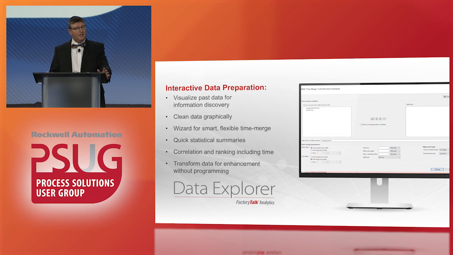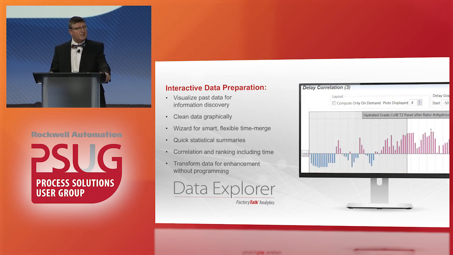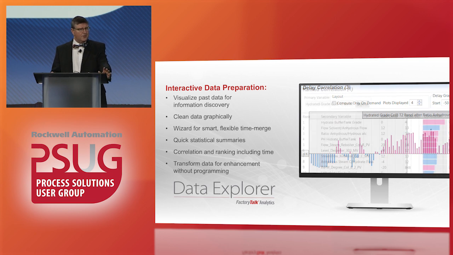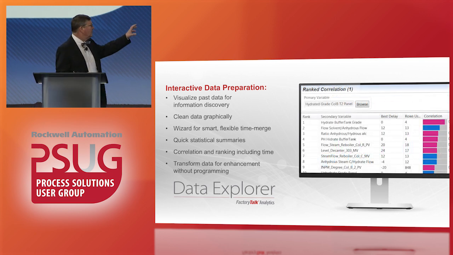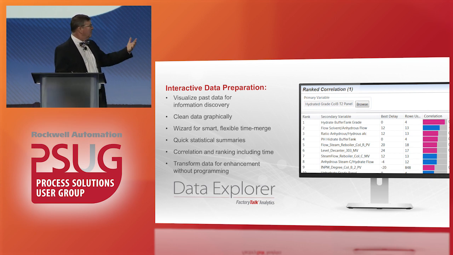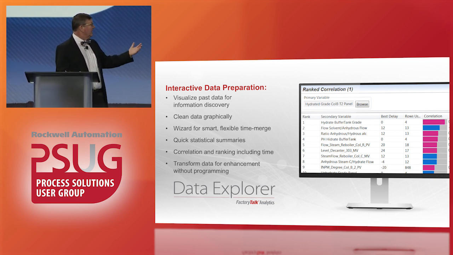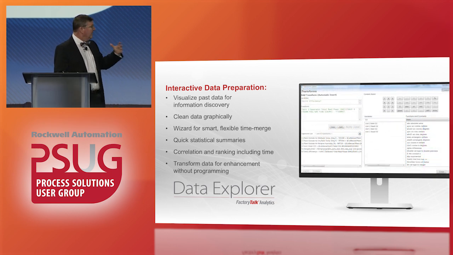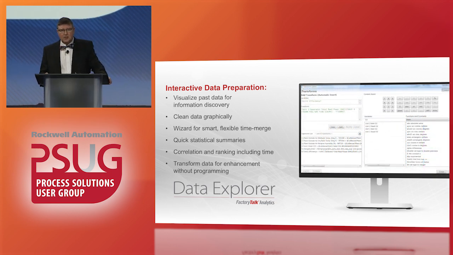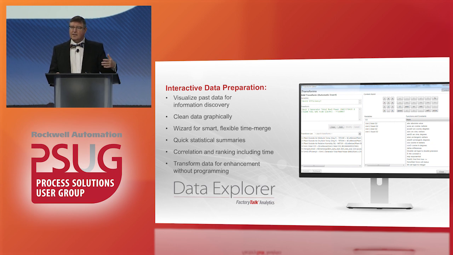And do that graphically. There's a time merge wizard that's one of the old original Pavilion patents to flexibly align data from different sources. We've got statistical summaries and statistical interactions that you can look at with histograms and with correlations over time, and also just a rank correlation using time so you can talk about delays and tell me, well, what's the most important variable in this data set that relates to the other variables? And an interactive programless engine to do transformations on your data to clean it out.